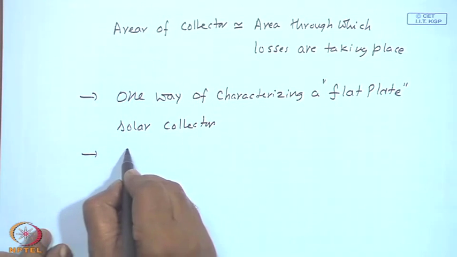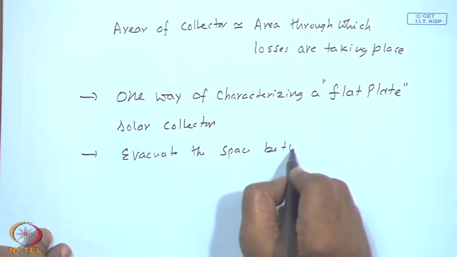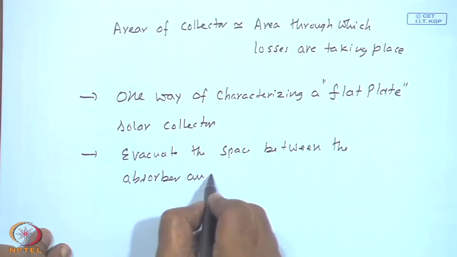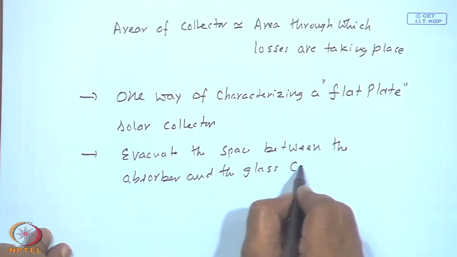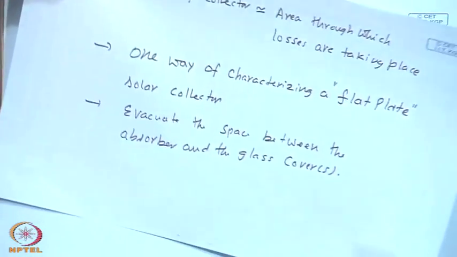Further improvement can be to evacuate the space between the absorber and the glass cover. This can also be done. However, if you have a square meter or 1.5 square meters of collector area, maintaining the vacuum is not easy, and then there may be a breakage and a loss of vacuum, which will lead to a deterioration of the performance. And generally, flat plate collectors do not employ evacuated collectors, though it is quite common in other types of collectors, which we shall come to in a while. So, this is the limit.